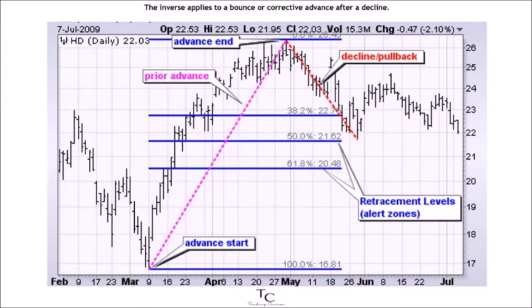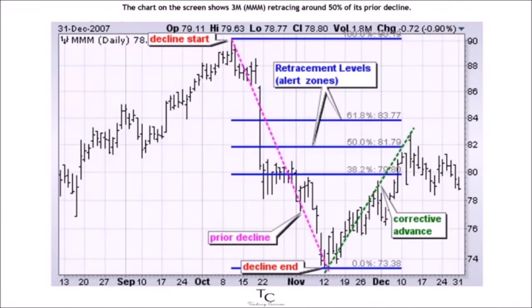The inverse applies to a bounce or corrective advance after a decline. Once a bounce begins, chartists can identify specific Fibonacci retracement levels for monitoring. As the correction approaches these retracements, chartists should become more alert for a potential bearish reversal. The chart on the screen shows 3M retracing around 50% of its prior decline.